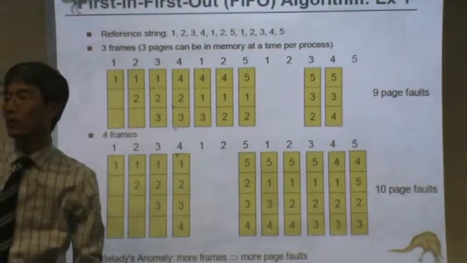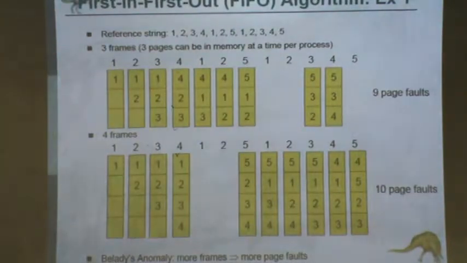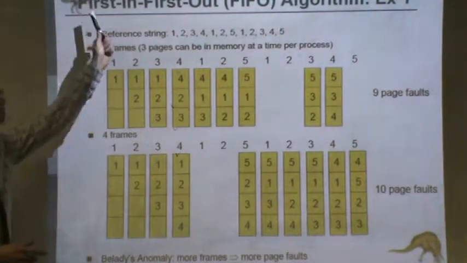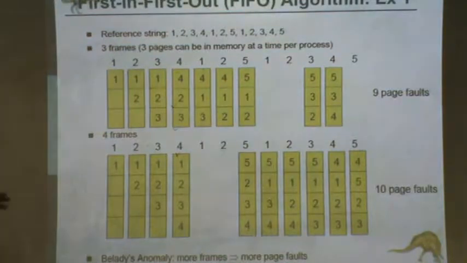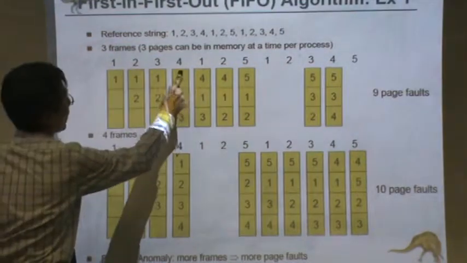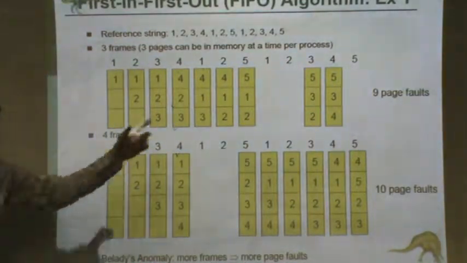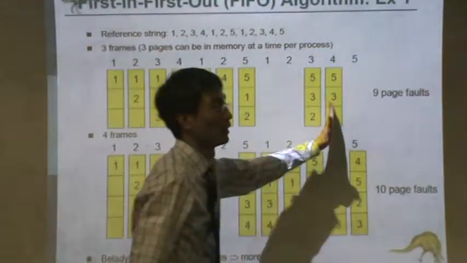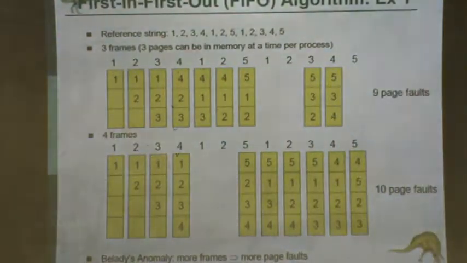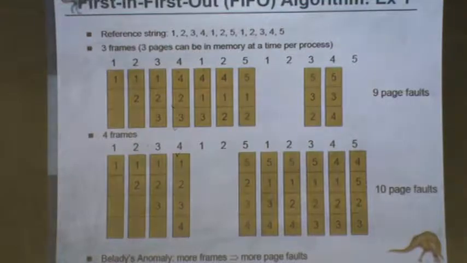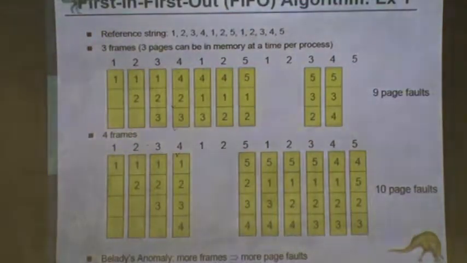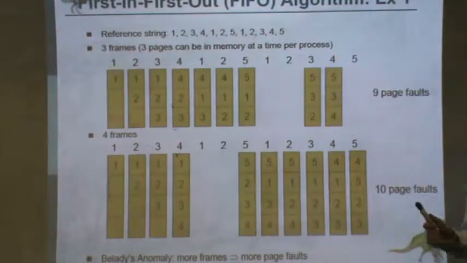In the case of 4, you cannot find 4 among the three pages, so we need to decide the victim page. We need to replace one of them. Which one? How can you select? First in, first out. This one is the first in, so it is replaced by page 4, and so on. How many page faults in total? 9.